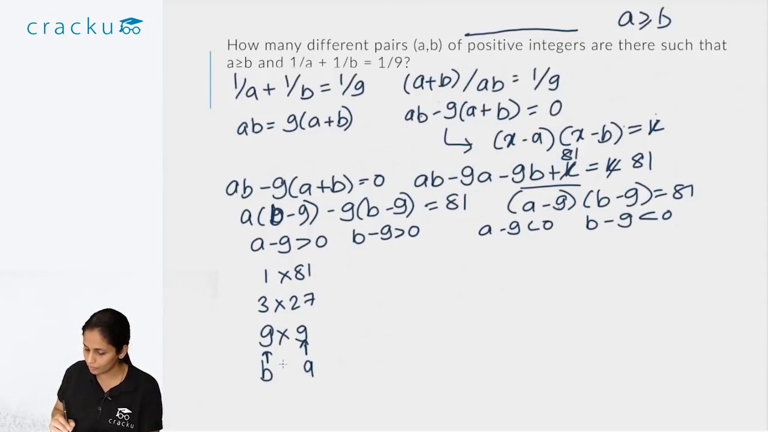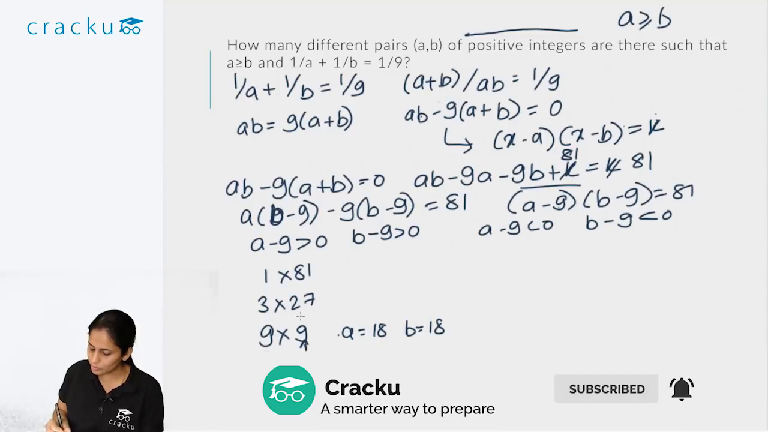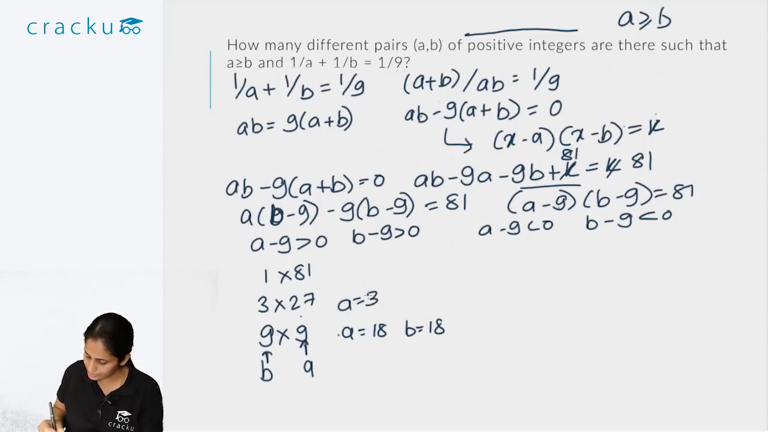Therefore, the values of the pairs A, B such that (A minus 9) times (B minus 9) is equal to 81 are: A minus 9 is 9 and B minus 9 is 9, so A is equal to 18 and B is equal to 18. A minus 9 is equal to 27, so A is equal to 36, and B minus 9 is equal to 3, so B is equal to 12. A minus 9 is equal to 81, so A is equal to 81 plus 9, that is 90. B minus 9 is equal to 1, so B is equal to 10.